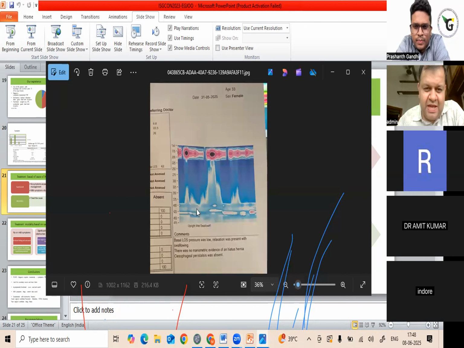Yes. So actually in this picture, we can see that the lower esophageal sphincter or EGJ pressures are actually low. So the surgery that has been done has been adequate.